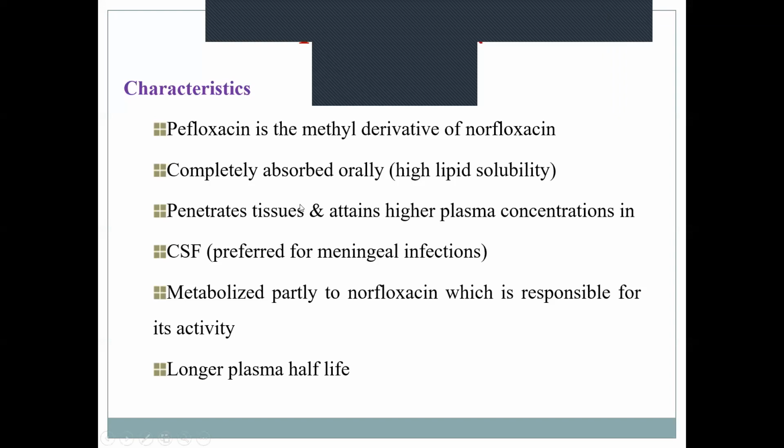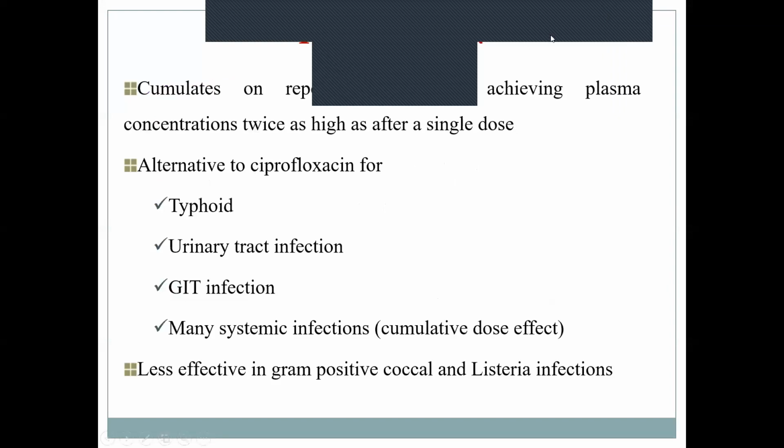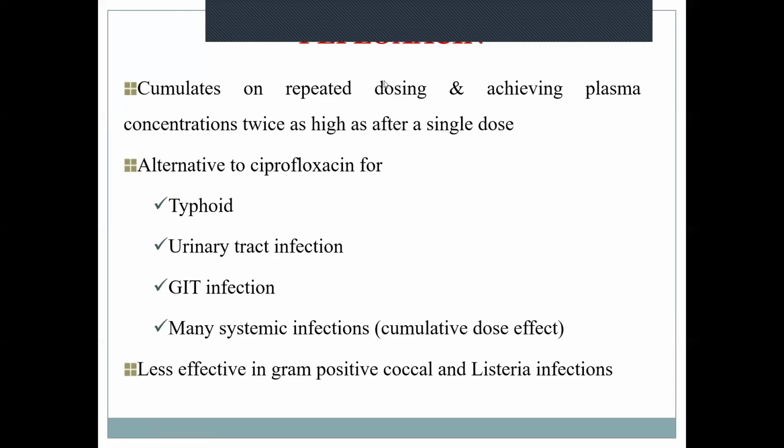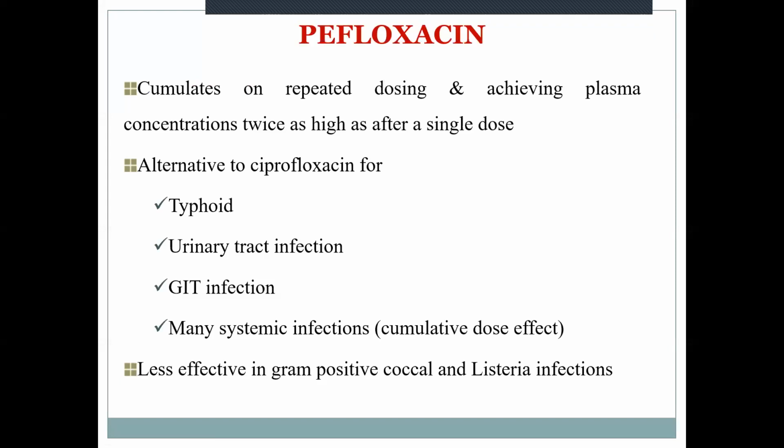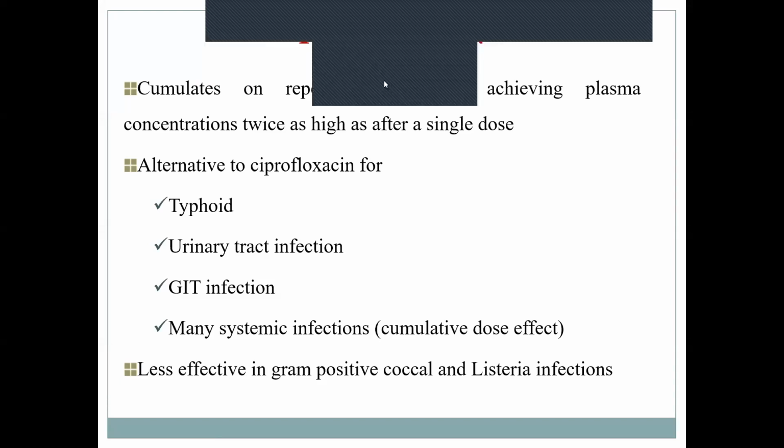It exhibits longer plasma half-life. It accumulates on repetitive dosing and achieves plasma concentration twice as high as after a single dose. It is an alternative to ciprofloxacin for typhoid, urinary tract infection, GI infection, and many systemic infections only because of the cumulative dose effect. If you remember, norfloxacin was not effective for the majority of systemic infections, but this drug, because of its cumulative dose effect, is useful for many systemic infections.